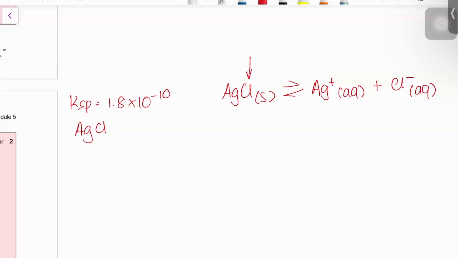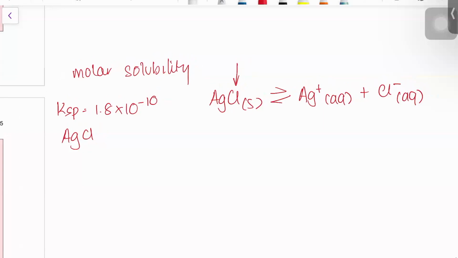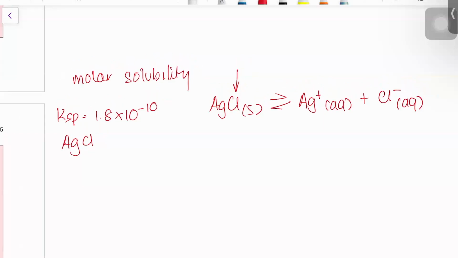Good, thanks, guys. Okay, so you get given Ksp, you're getting asked about molar solubility. The reason I'm going through this a little bit quicker is because we went through this last lesson, yeah? So this is just revision. We'll slow down when we get to a new type of question. Solubility is about how much dissolves. And if you're dissolving a solid and it turns into the ions, this is about how much dissolves, which means how many ions get made.